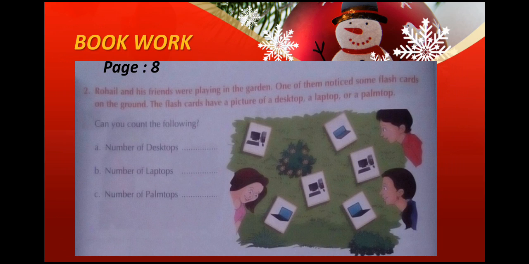Can you count the following? A. Number of desktop computers. A desktop computer, I already told you, has 4 parts. So how many pictures of desktops do you see on the ground? This one, 1, 2, 3. So how many desktops do we have? Yes, we have 3 pictures of desktop computers. Count it, everyone. Come to B, number of laptops.